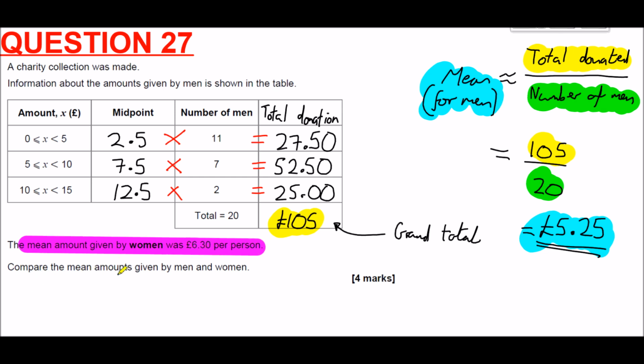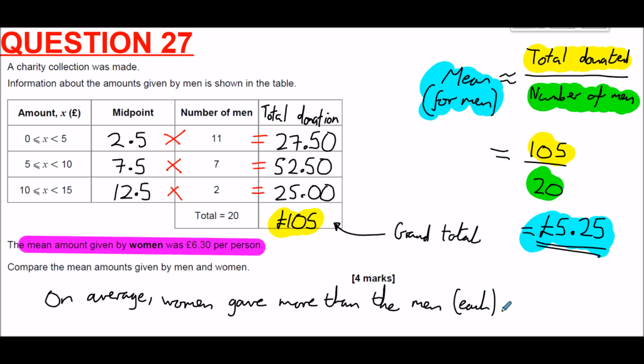So the question asks us to compare the means for the men and the women. And so there's only one thing we can say really. Taking these averages, if men gave on average approximately £5.25, which is our best estimate, but the women gave £6.30, we can say that on average, or in general, women gave more than the men. And that's all we need to really say as a closing statement for question 27. But the main marks will come from all this working in the table and then calculating the mean.